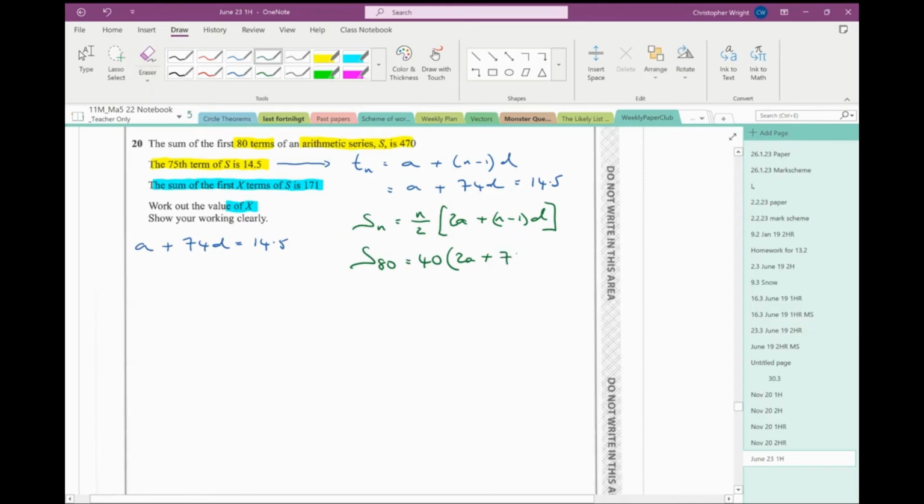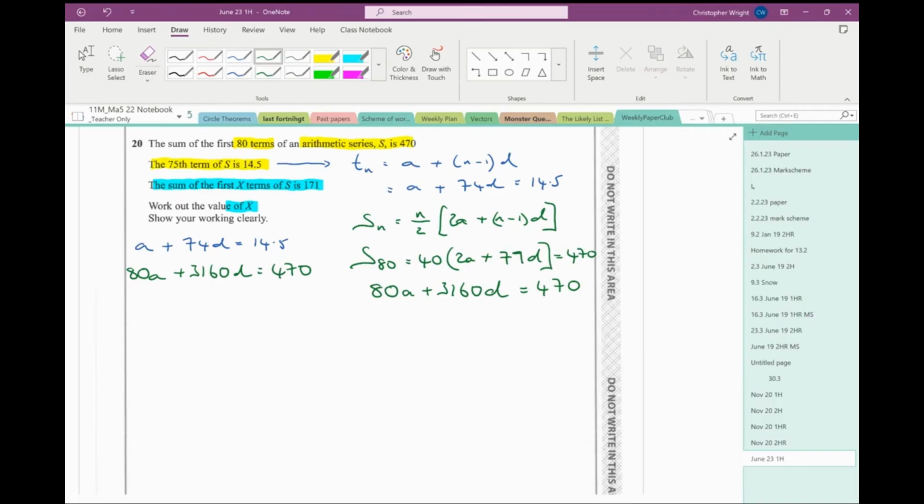79 times D, and I know that equals 470. So that's going to be 80A plus 79 times 40, 3160D, and that's going to equal 470. Right, so here's another equation. Let's write that one over here: 80A plus 3160D equals 470. So I'm going to solve these equations simultaneously to find A and D, and then I'll know all about the sequence.